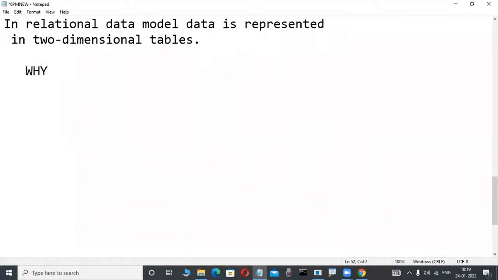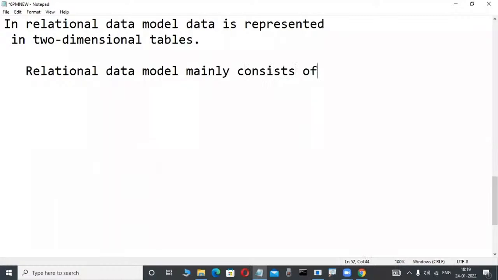Suppose you are learning Oracle, MySQL, or DB2, any relational data model product, it is easy. Everyone in the world, any software engineer you ask, says it is easy. Why? There is a reason. In any relational data model product we observe, the relational data model mainly consists of three components. Three components. What are those components?